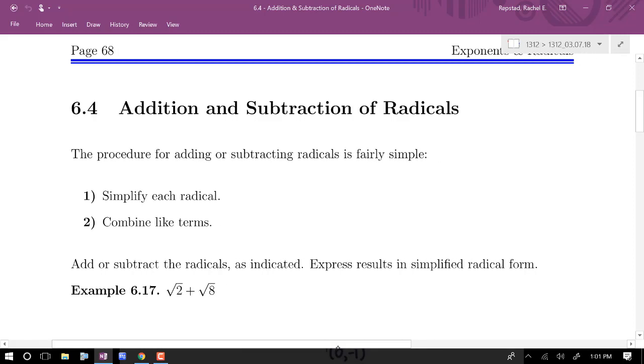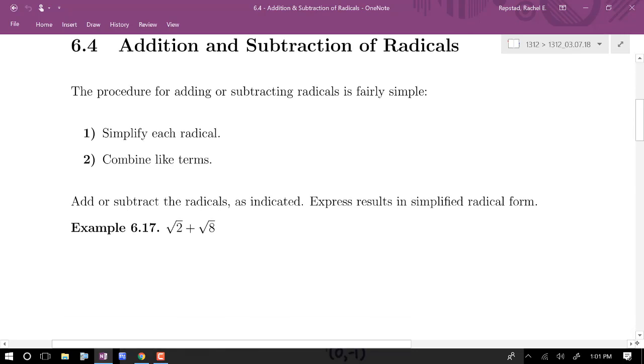So last time, the very last thing that we did was simplifying radicals. We learned how to get something in simplest radical form, rationalizing denominators. So once we know how to do that, we can add radicals. And basically, when we add radicals, we start by simplifying them, and then just combine like terms.